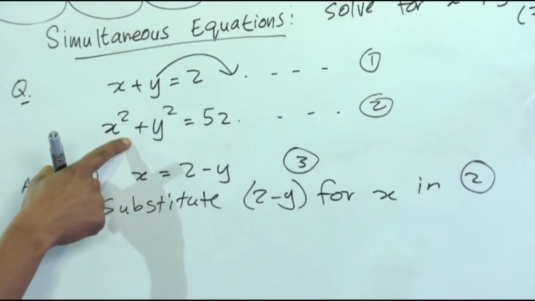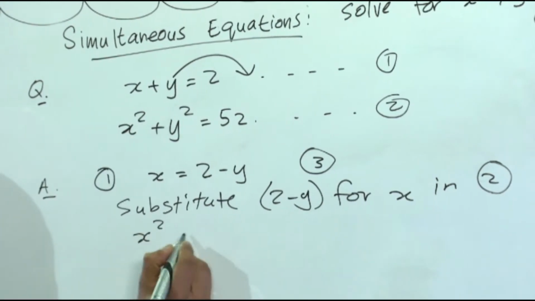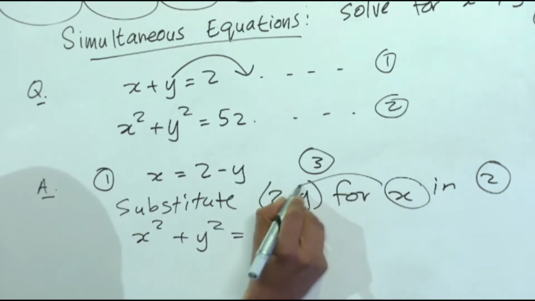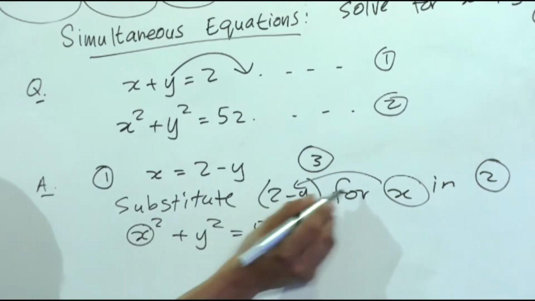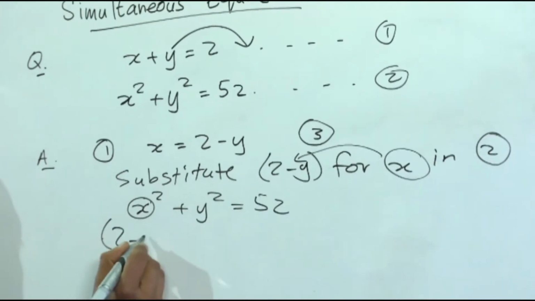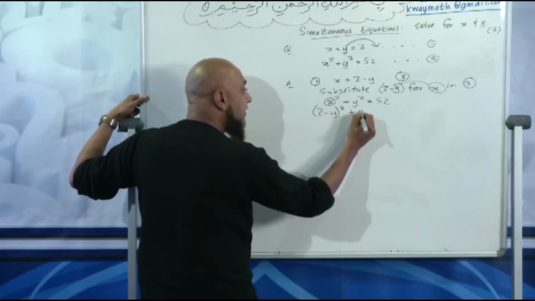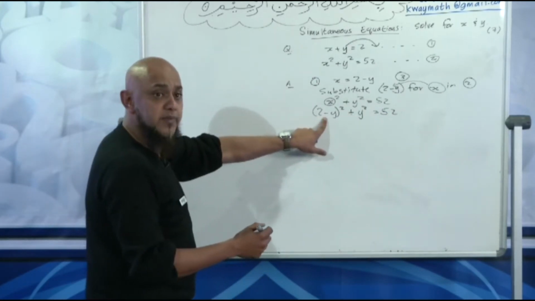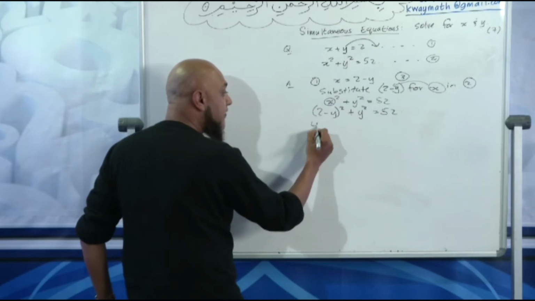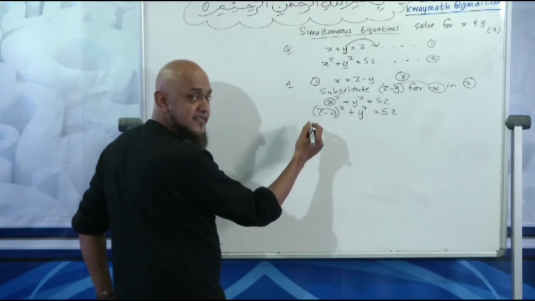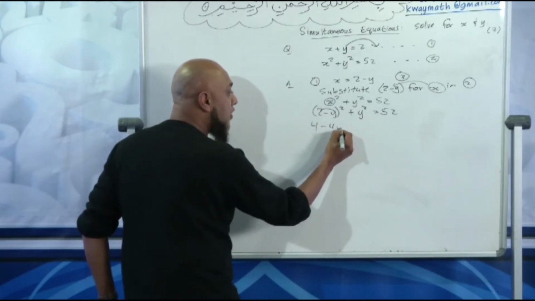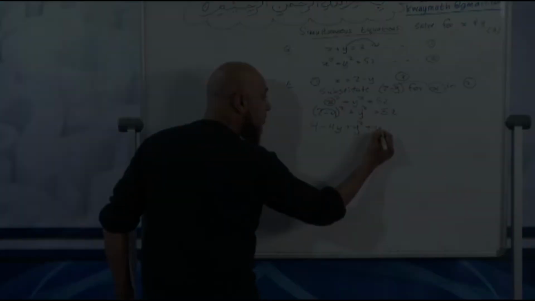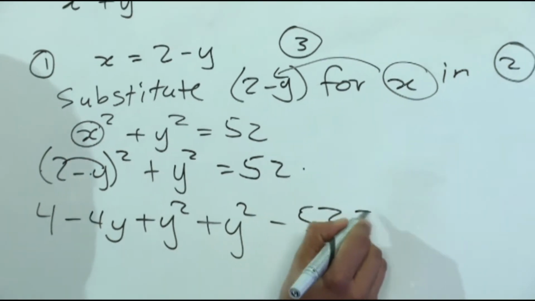So what does equation number 2 look like? x squared plus y squared is equal to 52. For every x, we're now going to put in 2 minus y. We've got (2 minus y) squared plus y squared is equal to 52. Let's now remove the brackets. We've got 2 squared, 4. Multiply the 2 inside the brackets and times it by 2, we get minus 4y plus y squared. Remember, we're squaring a binomial. Plus y squared minus 52 is equal to 0.